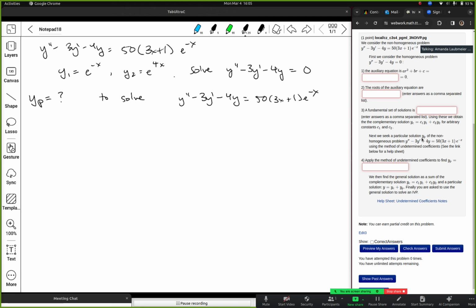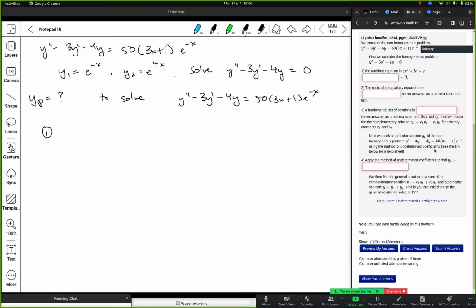And we're told to use the method of undetermined coefficients, which there's a help sheet about, I guess, but I'll just be following the way we talked about it in the lecture video. And remember, this is going to be on the exam. Variation of parameters is not. So even though you could solve this problem with variation of parameters, I do encourage you to try and do it the undetermined coefficients way.